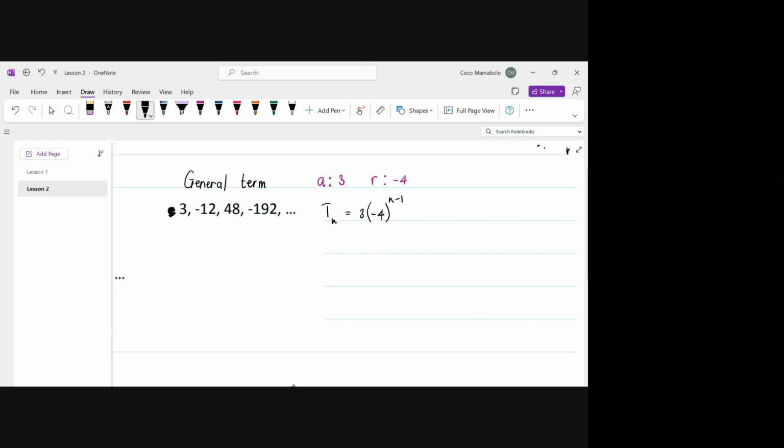Anybody want to explain to Teacher Coco why I've emphasized the fact that I need that negative 4 in brackets? Who can tell me? I think that's Narisha's go-to. Narisha's go-to is always, it has COVID, ma'am. It's not because it has COVID.